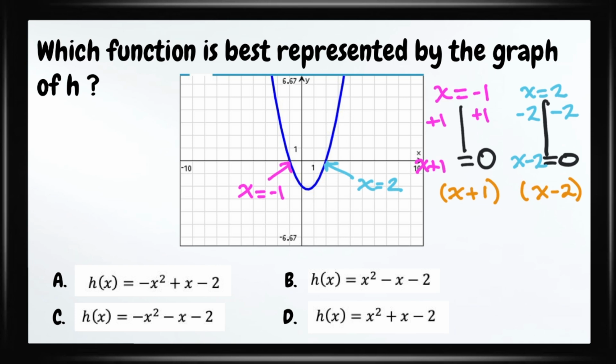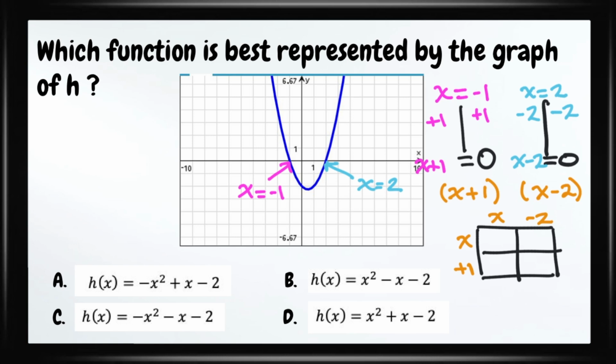So I know that this equation is going to be the result of multiplying x plus 1 times x minus 2. Now, how do we do that? Well, we're going to use our box method or lattice. So we're going to draw a 2 by 2 box. My first factor is x plus 1, and that's going to be multiplying x minus 2.